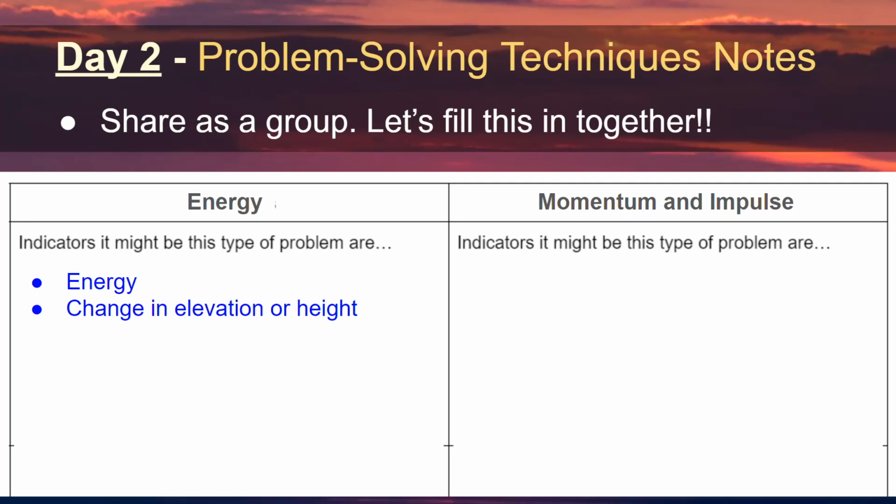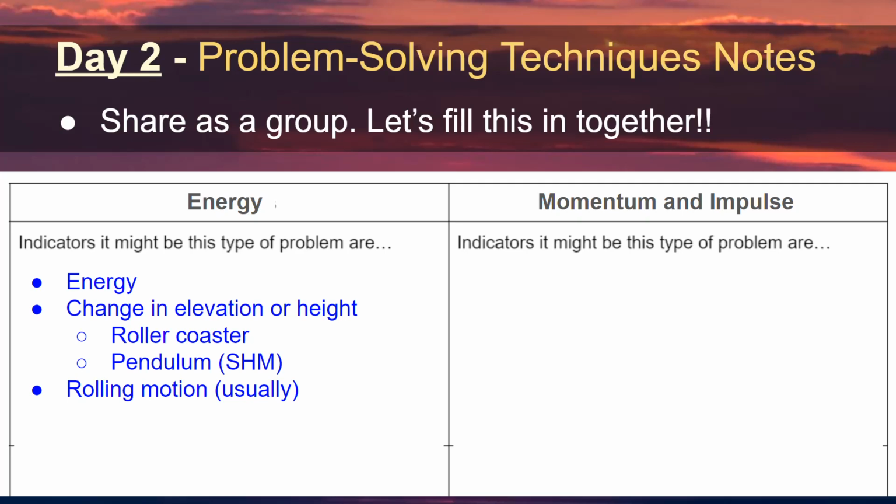Is this possible? Yes, it would be. If you had something that had a change in elevation or height, energy would probably be the easiest place to start, depending on the information that you had. That could be a roller coaster, a pendulum, something going down a ramp. If you have rolling motion, energy is a good place to start there too, where you're dealing with the conversion of, for example, gravitational potential energy in a ball-earth system, where you have a ball on top of a ramp, and that gravitational potential energy is converted into both rotational kinetic and translational kinetic energy.